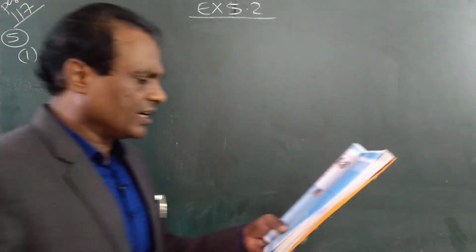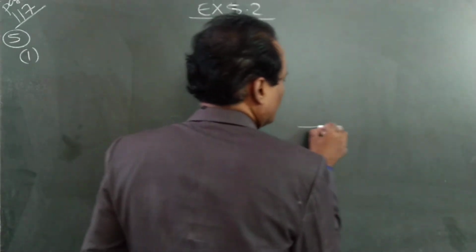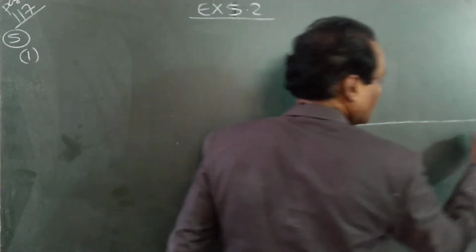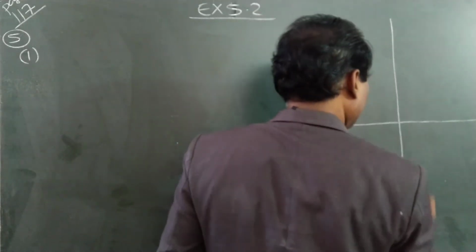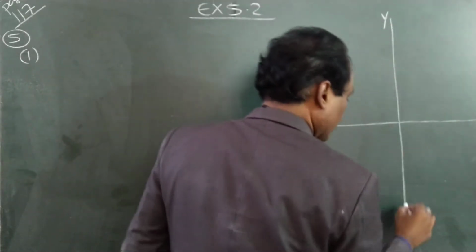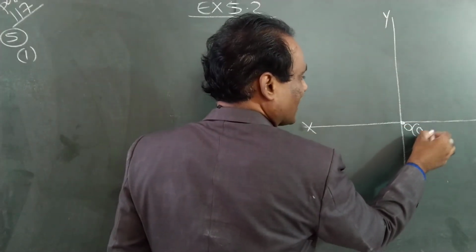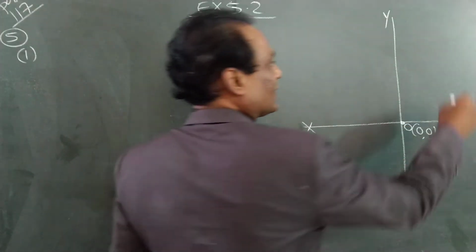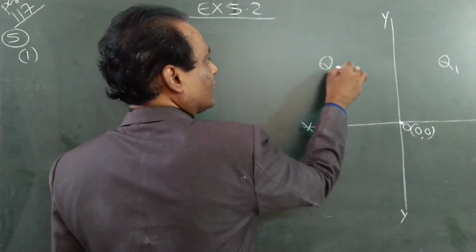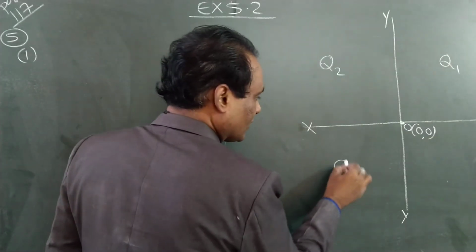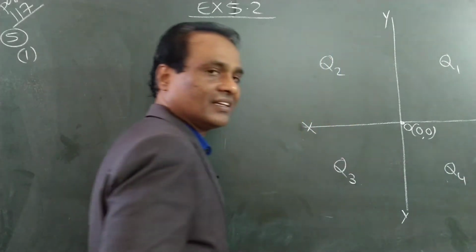Once again I will draw the Cartesian system so that you will get some idea. What is this? X-axis. What is this? Y-axis. What is this? Origin. What is this? First quadrant. What is this? Second quadrant. What is this? Third quadrant. What is this? Fourth quadrant.